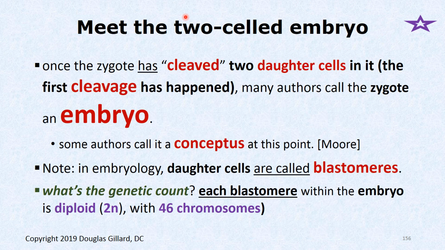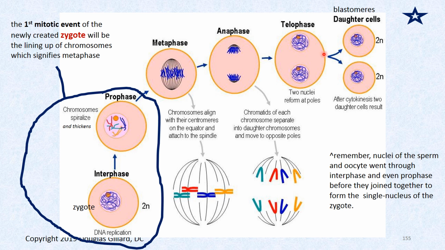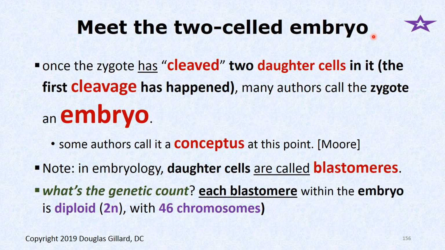All right, so meet the two-cell. Well, we just met the two-cell zygote without the zona pellucida around it. But once the zygote has cleaved into a creature with two daughter cells in it, you get a name change again. Now it's going to be called an embryo or conceptus. Some other experts think this is where life begins. Our board books say it's when the genetic material mixes, so that's what we're going to use.